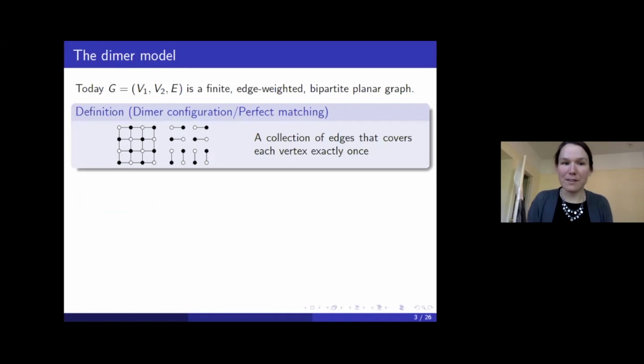Webb. So throughout this talk, G will be a finite edge-weighted bipartite planar graph. Should I define any of those words? Okay, then I'll keep going. So a dimer configuration, which is also called a perfect matching of such a graph, is a collection of edges that covers each vertex exactly once. So shown is a dimer configuration of a grid graph.